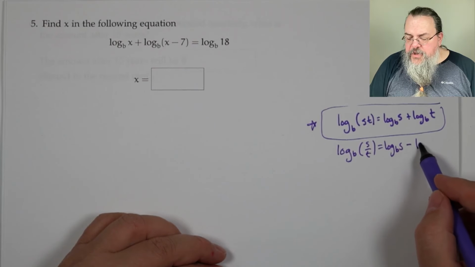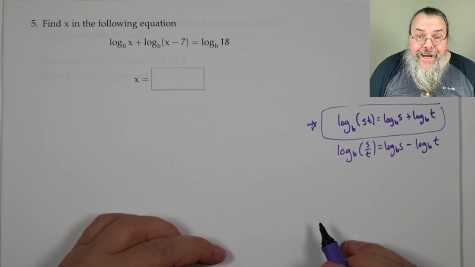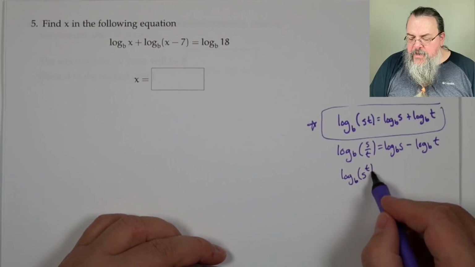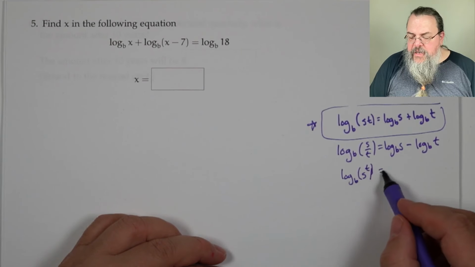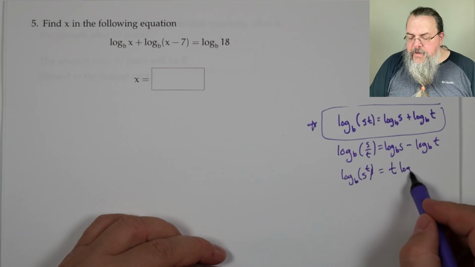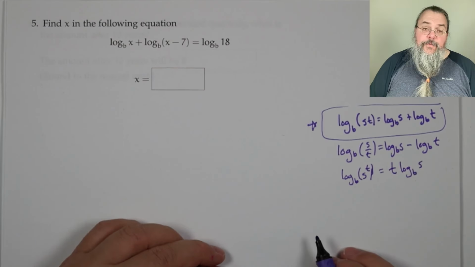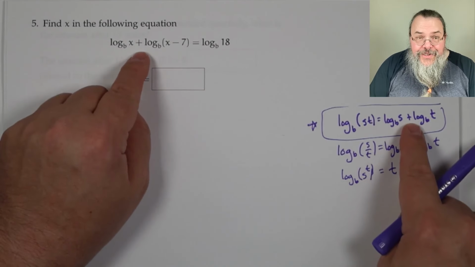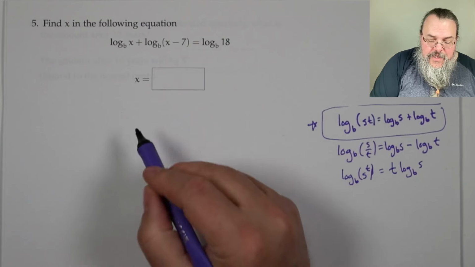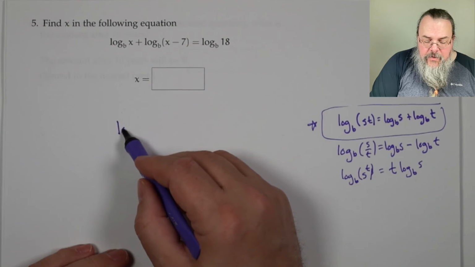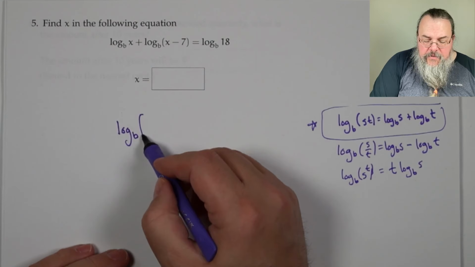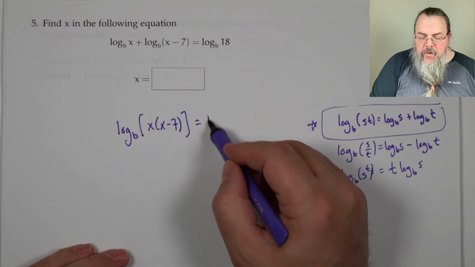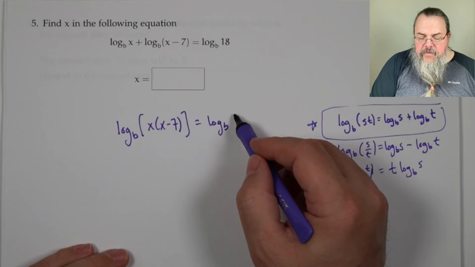But while we're here going down memory lane, we might as well remind ourselves of how cool logs are. For example, division becomes subtraction. And if you have something to a power, s to the power t, the power comes out in front. So lots of great stuff happening with logs. So what's happening here? We have our addition. Addition becomes multiplication. So we say, okay, this is log base b of x times x minus 7. That has to equal log base b of 18.